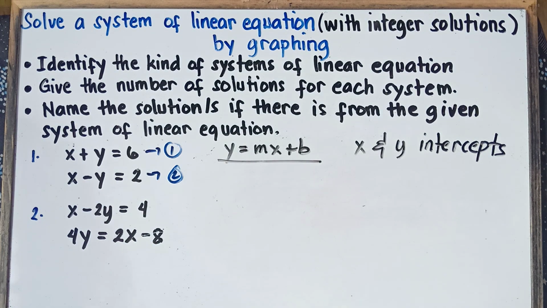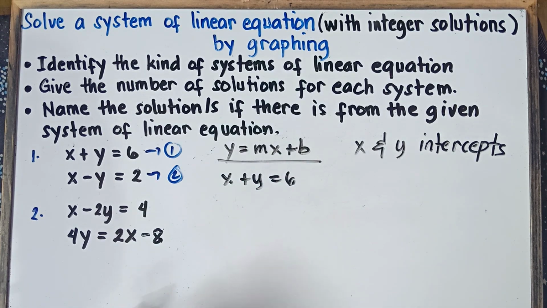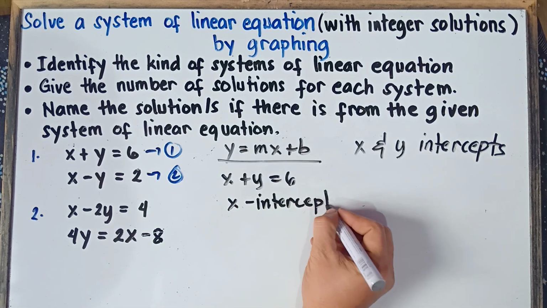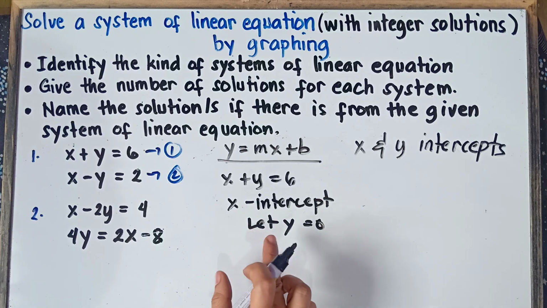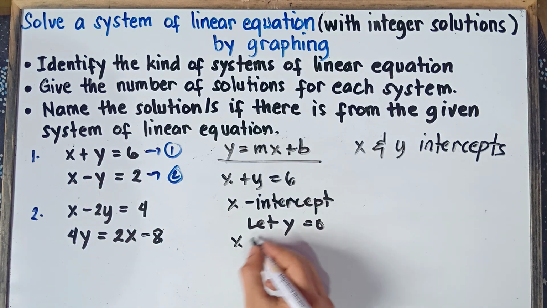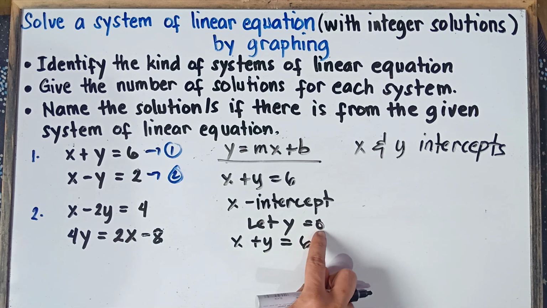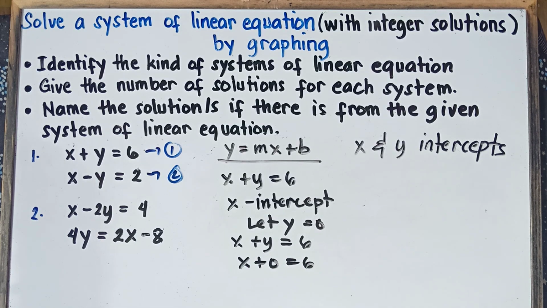Alright, so let's have number 1 and try the x and y intercepts. So x plus y equals 6. To find the x-intercept, simply let y equal to 0. So this will be the equation x plus y equals 6. Simply substitute the value of y, that would be 0. So x plus 0 equals 6. Of course, we can just simply cancel the 0 out. So therefore, if y is equal to 0, the value of x would be equal to positive 6.